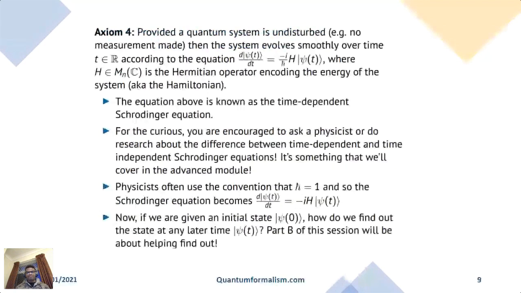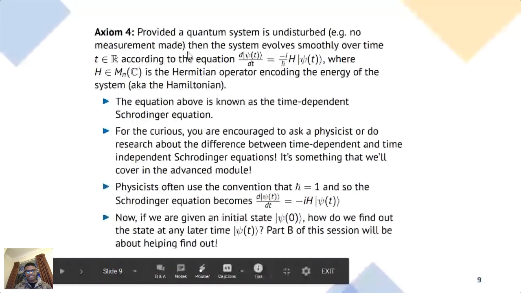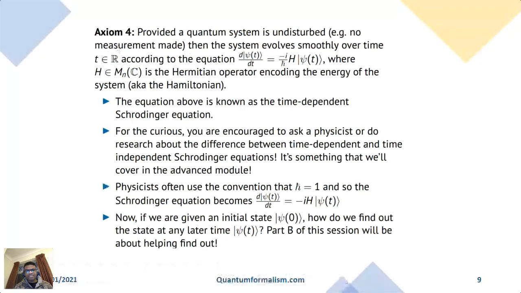So here's axiom 4. First of all, let me make a comment, like we did before we laid out the other axioms: there isn't a canonical way of expressing the axioms of quantum mechanics, really. Different people will express it differently. I'm certainly not a physicist, so I'll probably not express it the same way as physicists do. But nevertheless, I will go through what I want to convey with this axiom. It says, provided the quantum system is undisturbed, so that means it's isolated, nothing happening, you're not making any measurement, you leave it alone, then the system evolves smoothly over time t. So time is a real parameter, according to this equation, where H is a Hermitian operator encoding the energy of the system. In this case, it's called the Hamiltonian.